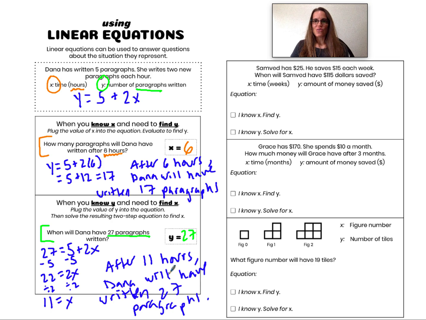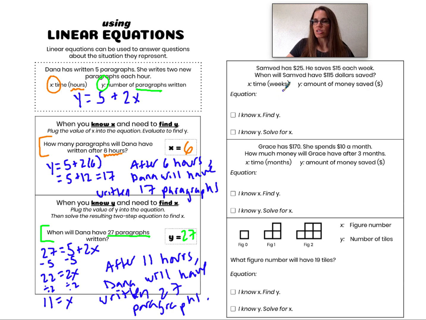All right, so now we have some additional examples. In each of these examples, we're given both the situation that we write the equation from and then the follow-up question. So we'll start by writing our equation and then we'll use the equation to answer the question.